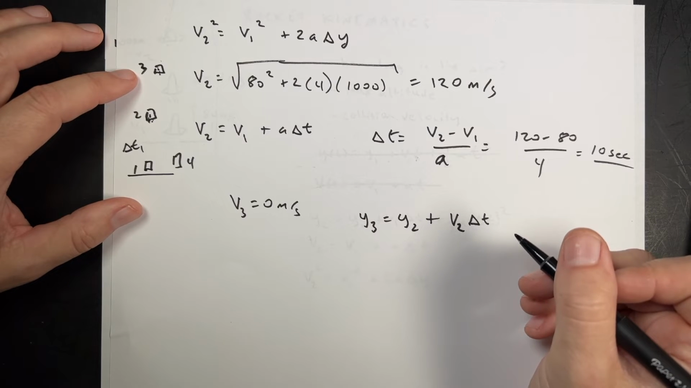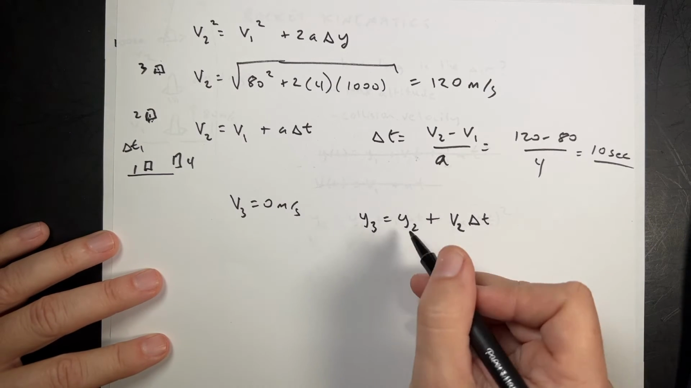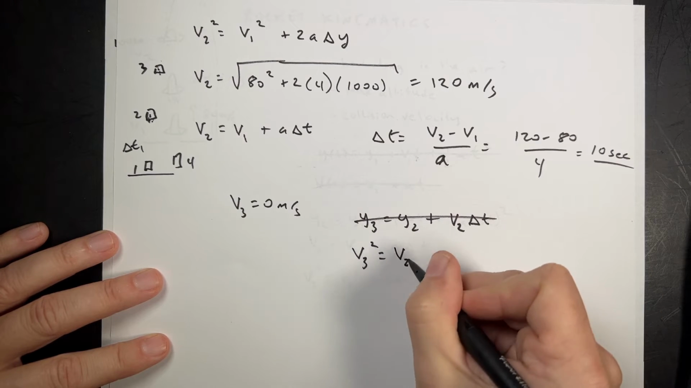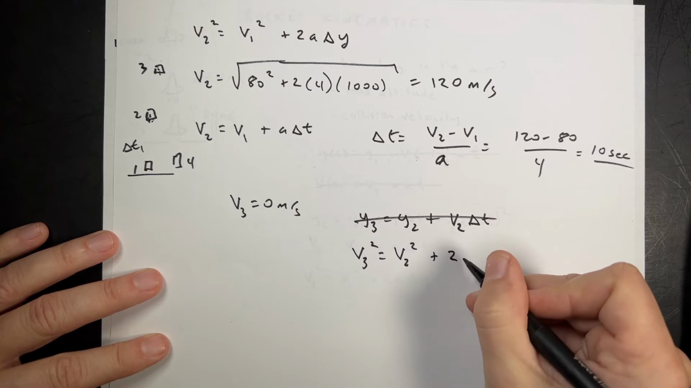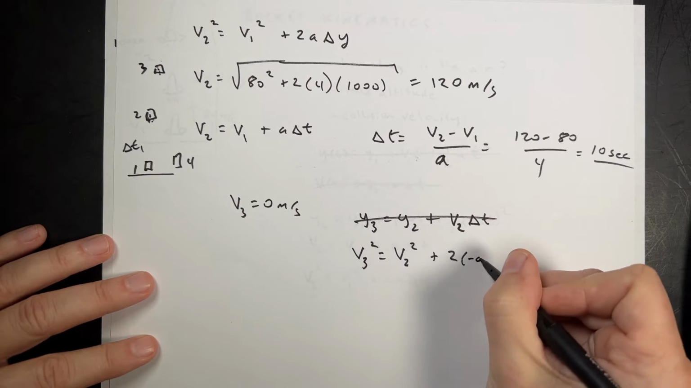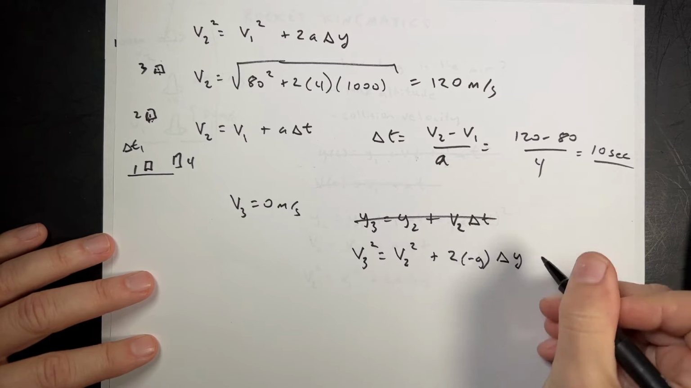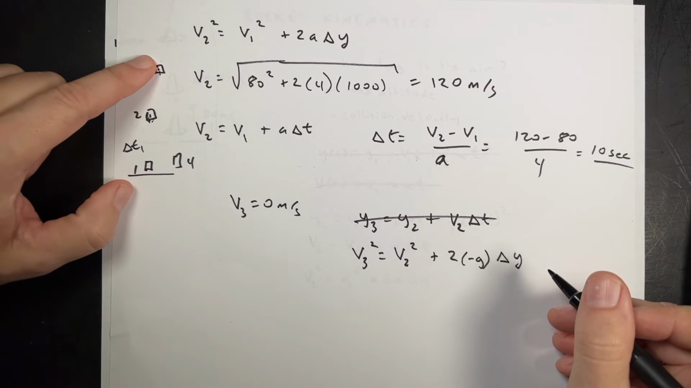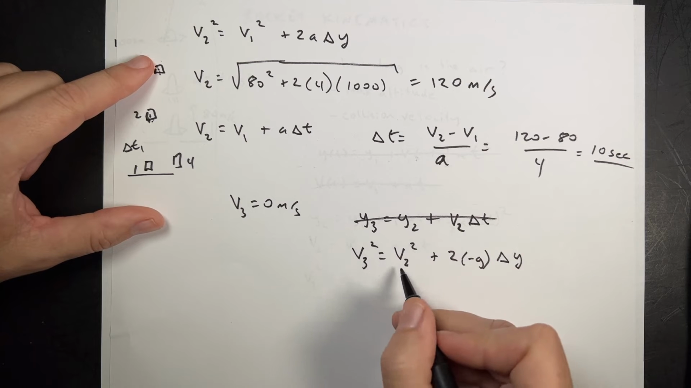Okay, well, I could solve for that. Oh, so let's not use that equation. Let's use this one. v3 squared is v2 squared plus 2 negative g delta y. So delta y is going to be equal to the difference going from here to there. So I know v3 is 0. I know v2. I just solved for that.